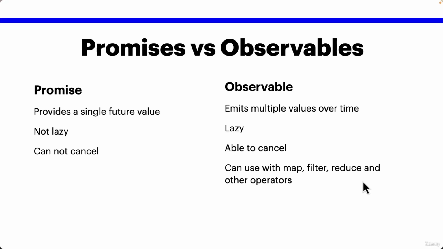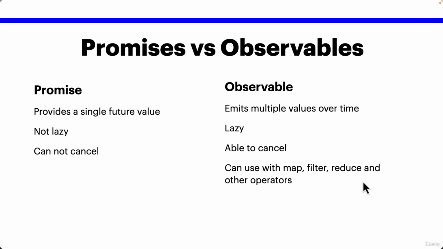But if we take a look at promises, then a JavaScript promise provides a single future value. It's a promise that a value will be provided in the future. It's not lazy, so it's always going to return something, either the thing that we're looking for, or it's going to return an error. And we cannot cancel a promise. If we've asked for something, then that's going to be delivered. Even if it's something really big, then it's either going to error or it's going to complete.